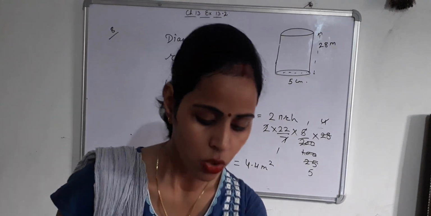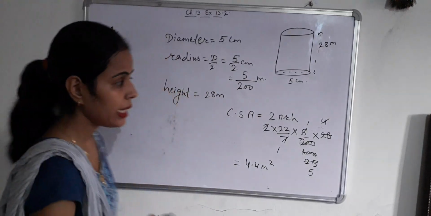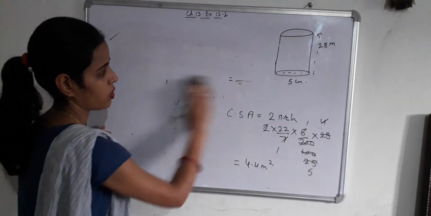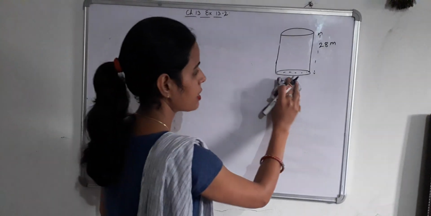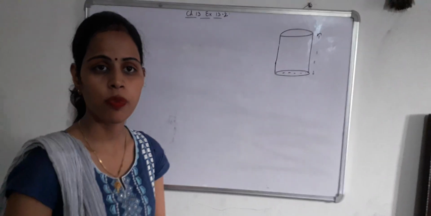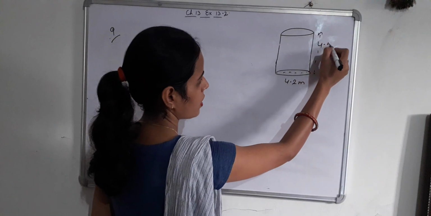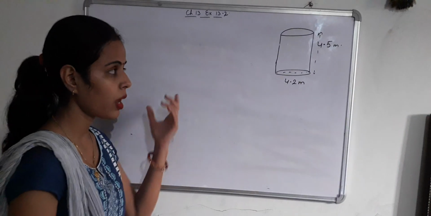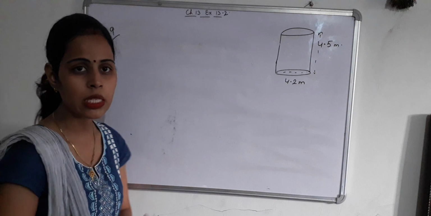We are going towards question number 9. Find the lateral or covered surface area of a closed cylindrical tank. Means the tank is closed and in the shape of cylinder. Find its lateral or covered surface area. Diameter is given 4.2 meter. Height is given 4.5 meter. Diameter is given, height is given. You have to find out its lateral or covered surface area.